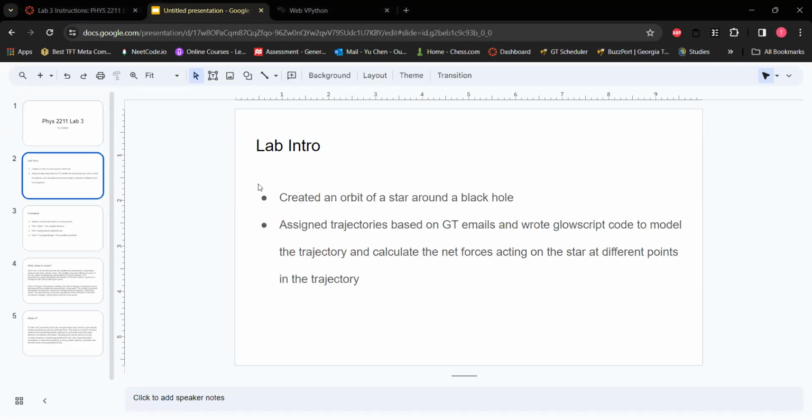So in this lab, we recreated an orbit of a star around a black hole, and we were all assigned trajectories based on our GT emails, and we wrote GlowScript code to model the trajectory and calculate the net forces acting on the star at different points in the trajectory.